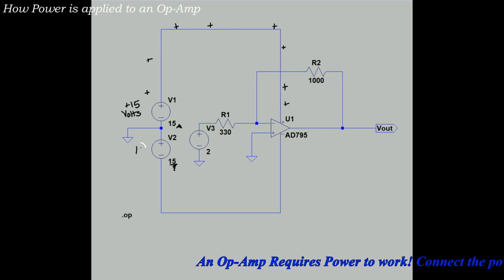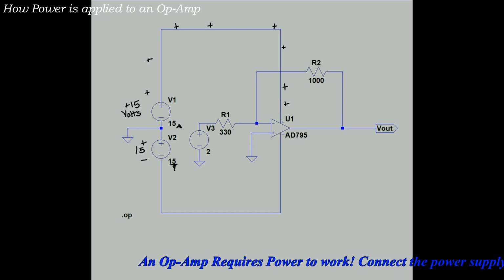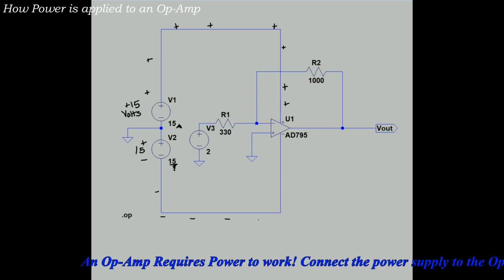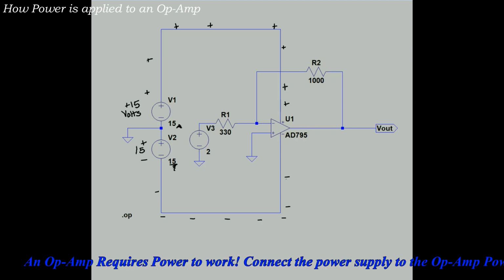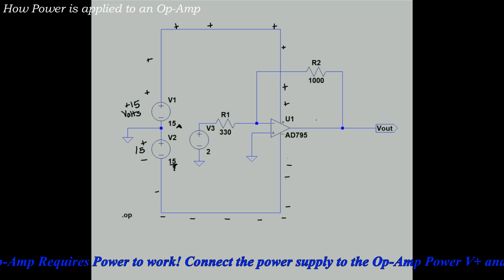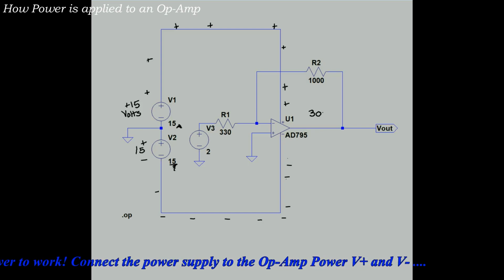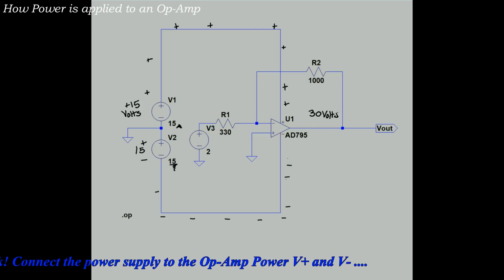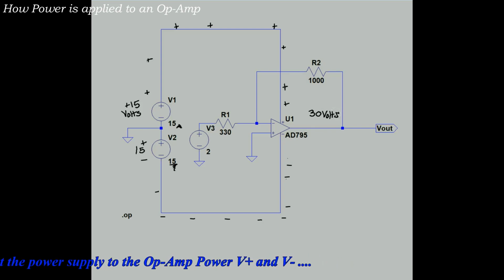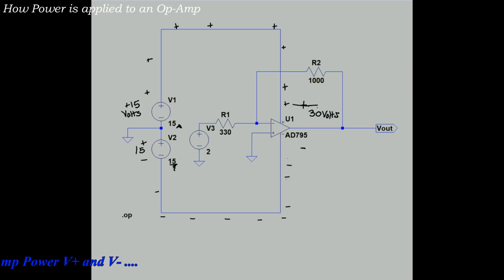Next, V2 is also a 15-volt source, and the negative side of that is going to the negative power rail on the op amp, the AD795. And this gives us 30 volts across U1. That's 30 volts. So this will supply power to the op amp. And that's all we're doing here.